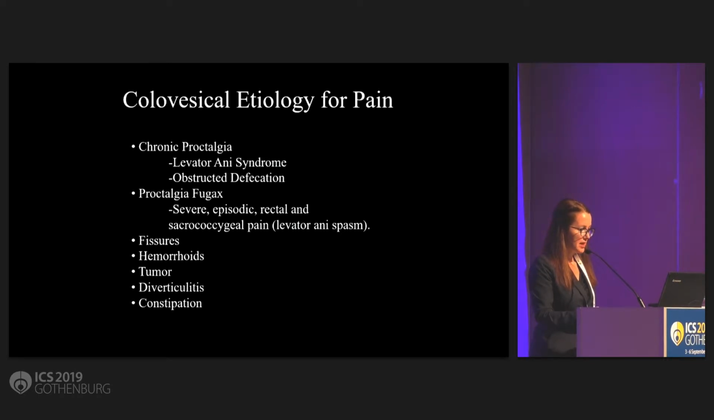Colorectal etiology for pain can include, of course, the levator ani syndrome and obstructed defecation. And then there's a variant called proctalgia fugax, which is a situation in which the patient has severe episodic rectal pain, which is more of a levator ani spasm than a continuous hypertonia. Fissures, hemorrhoids, tumor should always be considered. Diverticulitis if it's chronic, and of course constipation.